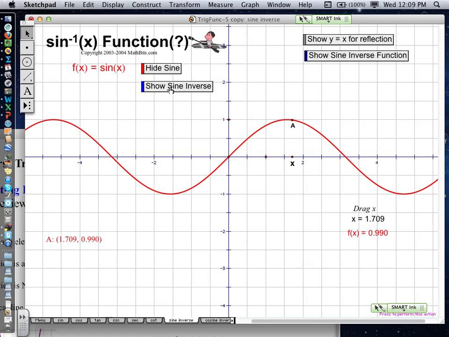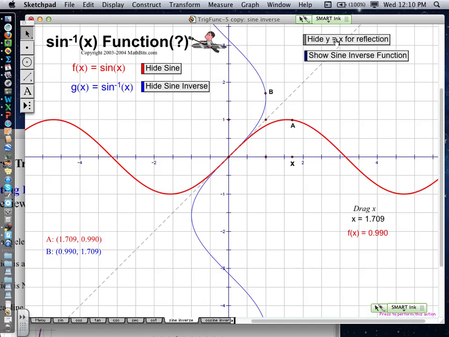So when we create a sine inverse, if you remember from Algebra 2, when you create inverses of functions, you can do that in one of three ways. You can switch the x-y coordinate pairs. You can look at an equation and just switch the variables, replace x with y, or replace y with x. Or you can take the graph and reflect it across the line y equals x. And that's what we're doing here.